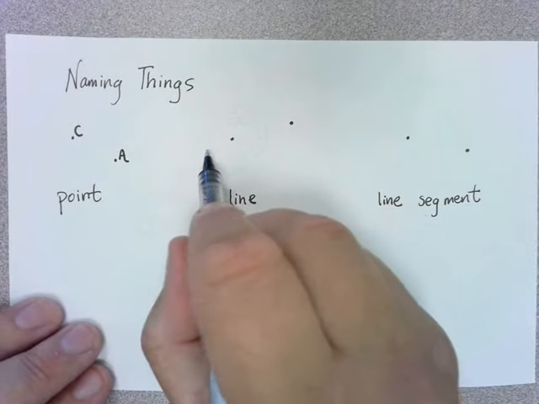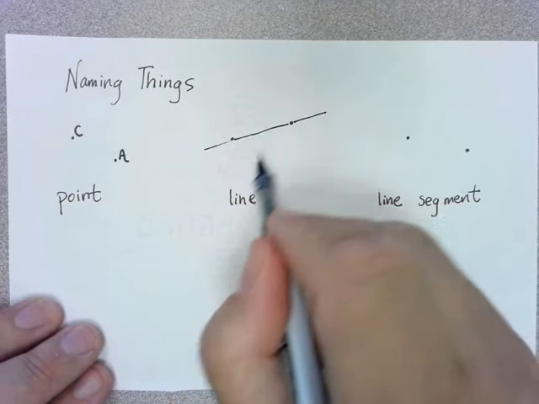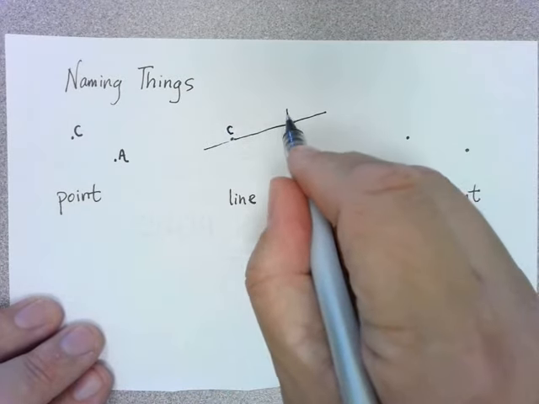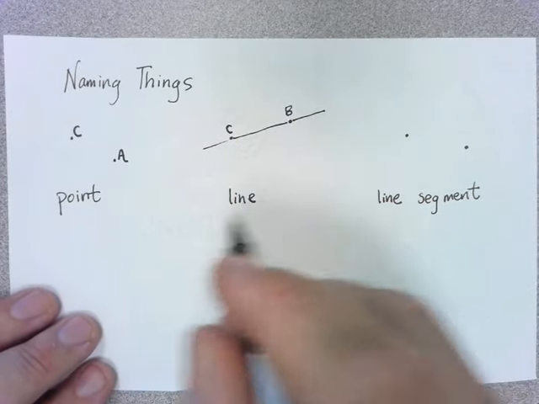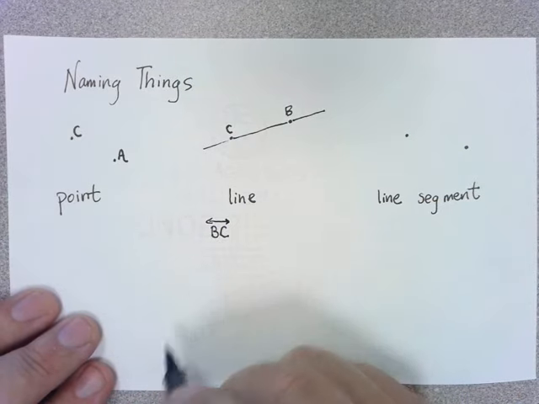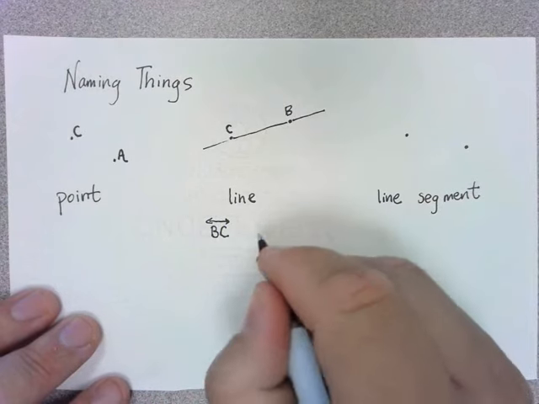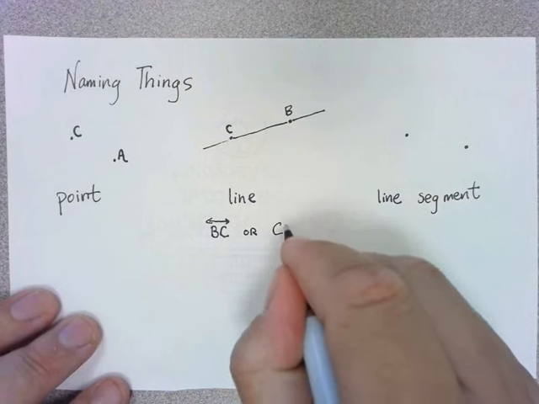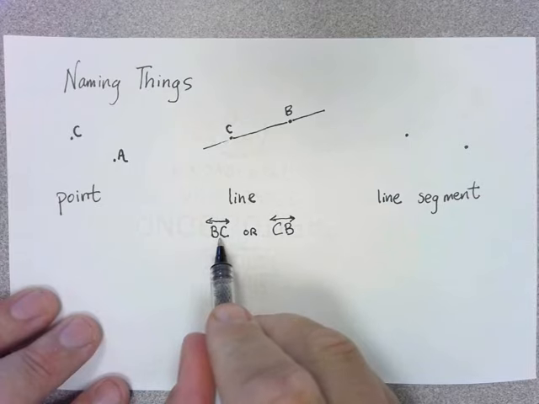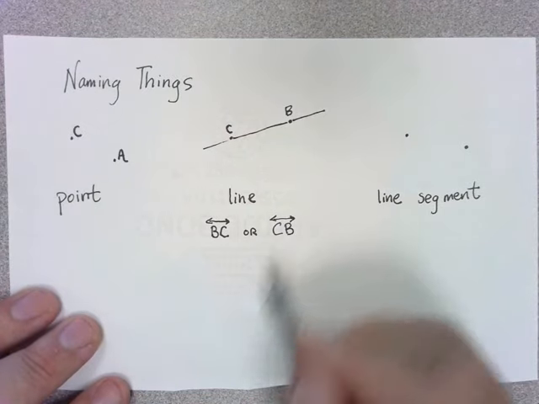So for lines, lines go forever in both directions. I'm not going to try to make this go forever. So here I have a line going through 2 points. The most common way to name a line is we pick 2 points on the line. Maybe these are points B and C. And we simply write B, C with the little double arrow symbol above it. This is line BC, or just BC when the context is clear. This is equivalent to line CB. You just name 2 points on the line, put the symbol above it, and I'm talking about that line. So these are 2 different names for the same line. It doesn't matter what order.